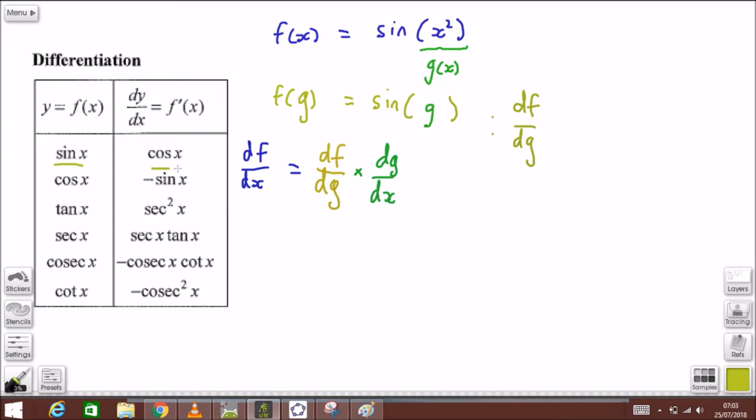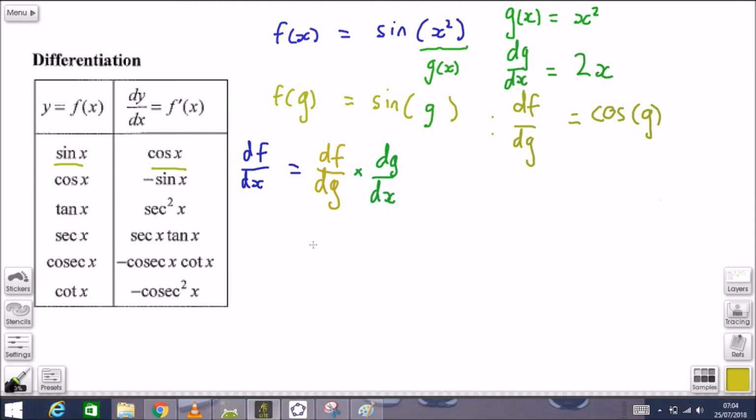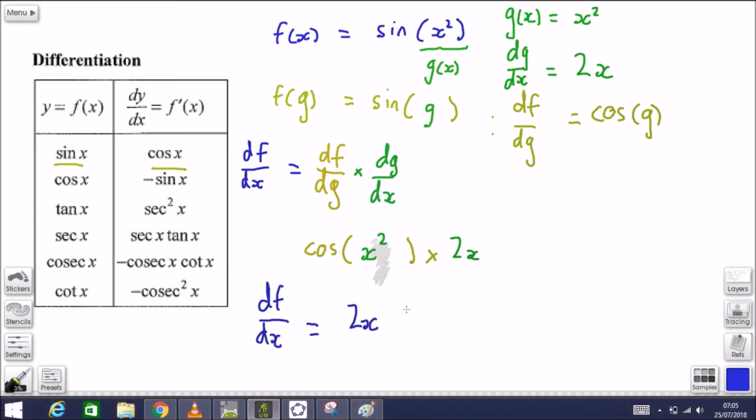So work out the derivative of the outer function. We can just take that straight from our formula sheet. And the inner function, which was just x squared, the derivative of that will be 2x. Right, let's combine them together as per the rule: cos of g times 2x. And if we just replace g with its original value, that's your answer, and it looks nice if we just write the coefficient out the front.